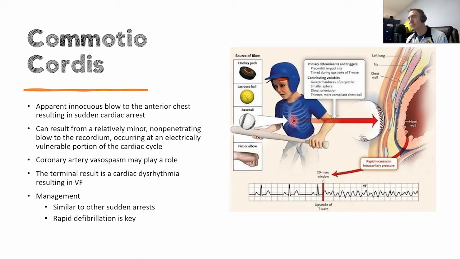We usually teach people that it usually occurs from R-on-T phenomenon. You convert mechanical energy to electrical energy. Think of precordial thump, like that. We convert mechanical energy to electrical energy. But coronary artery vasospasm from the blow could play a role as well.